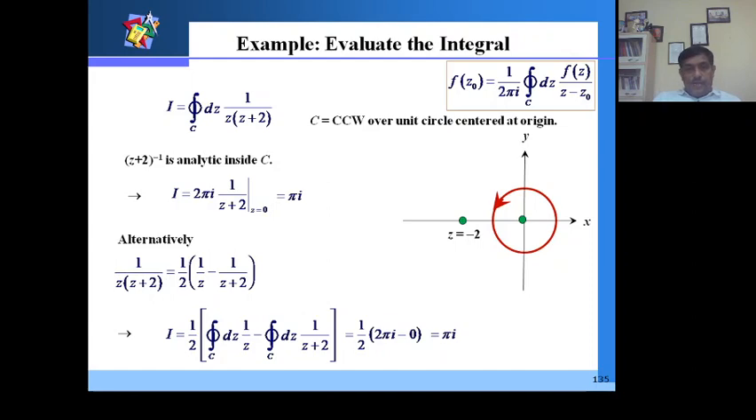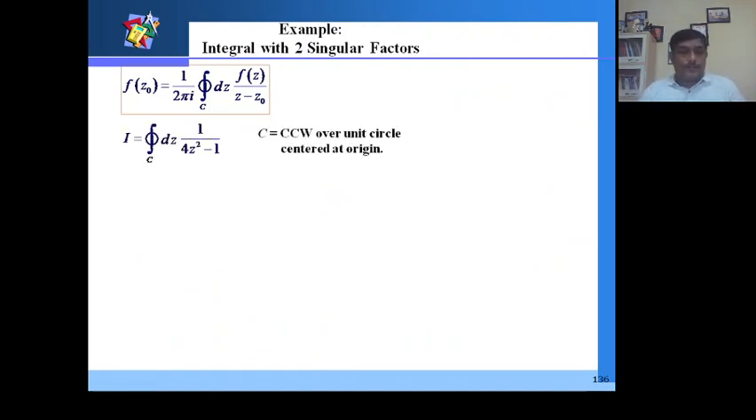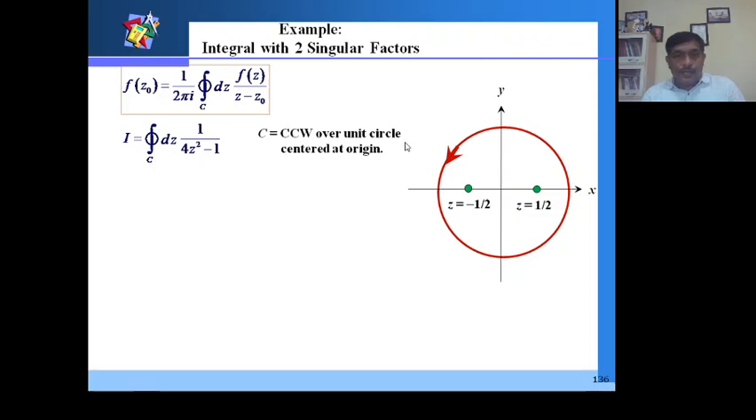Then simplify, you get the same solution. Then integral with two singular factors. Here, the integral upon C of 1 by z square minus 1. A unit circle centered at the origin is given. Here, first you can solve this one.